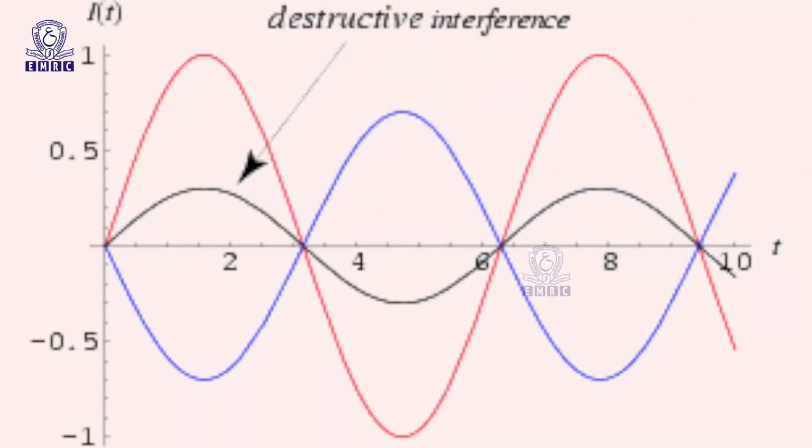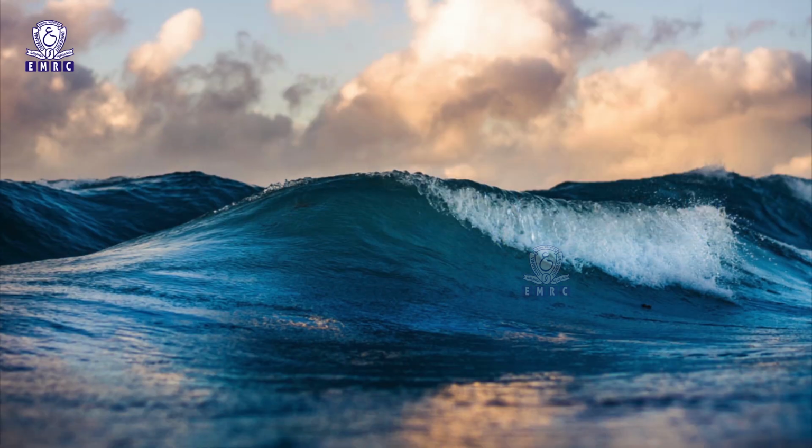In destructive interference, the waves interact completely out of phase, where the crest of one wave aligns with the trough of the other wave. In this case, the crest and the trough cancel each other out, creating a wave that is smaller than either of the source waves.